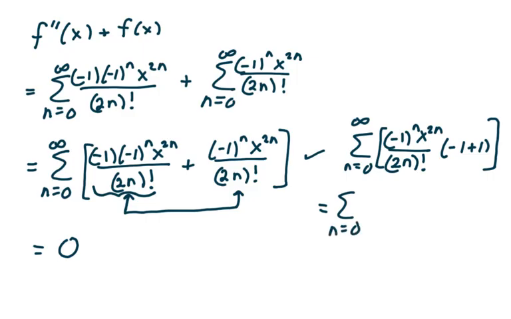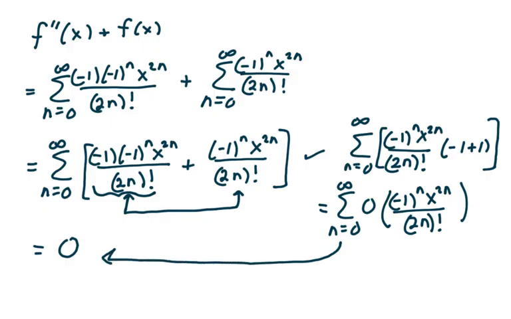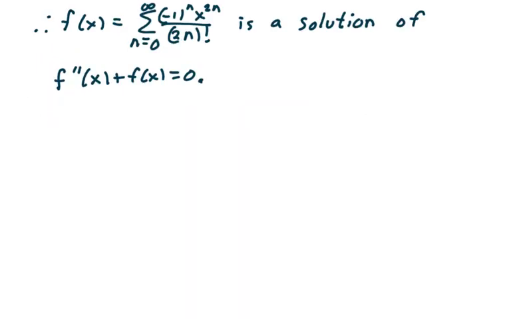And so that's the summation from n equals 0 to infinity of 0 times negative 1 to the n x to the 2n over 2n factorial. And, well, that will be 0. And so that will prove it. And so that shows f of x, which is the summation from n equals 0 to infinity of negative 1 to the n x to the 2n over 2n factorial, is a solution of the differential equation f double prime of x plus f of x equals 0.